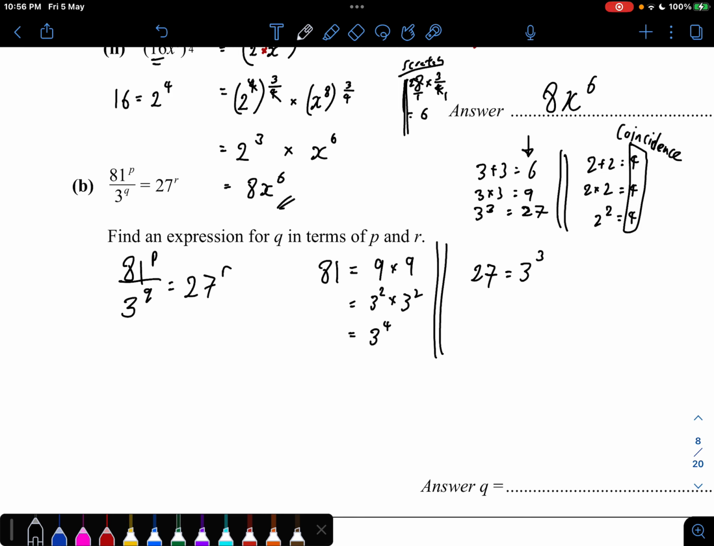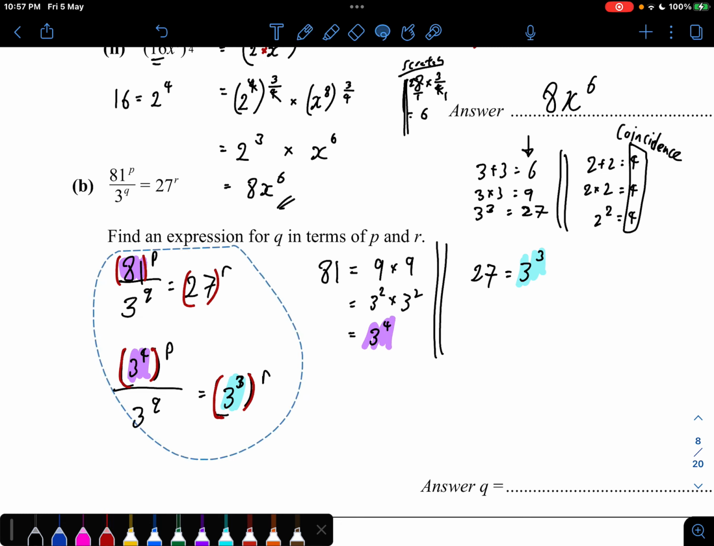Now that we know the bases, just substitute in. 81 is 3 power 4 to the power of p, so bracket power p, over 3 power q, equals to, I replace 27 with 3 power 3, bracket power r. Let me color code it. You cannot use a highlighter during exam, but I'll just highlight it to make it clearer. There will always be an invisible pair of brackets before you raise it to a power. Good. So what you realize is that there's power to a power.